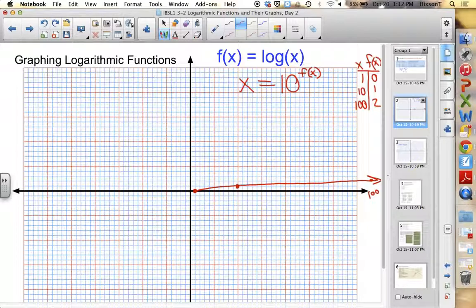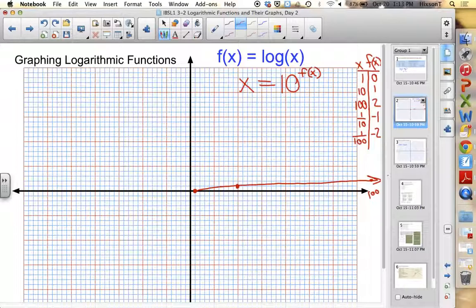Any questions? Now, f of x could also be negative, right? What if I wanted f of x to be -1? That would give me 1/10. And -2 would give me 1/100. Okay?